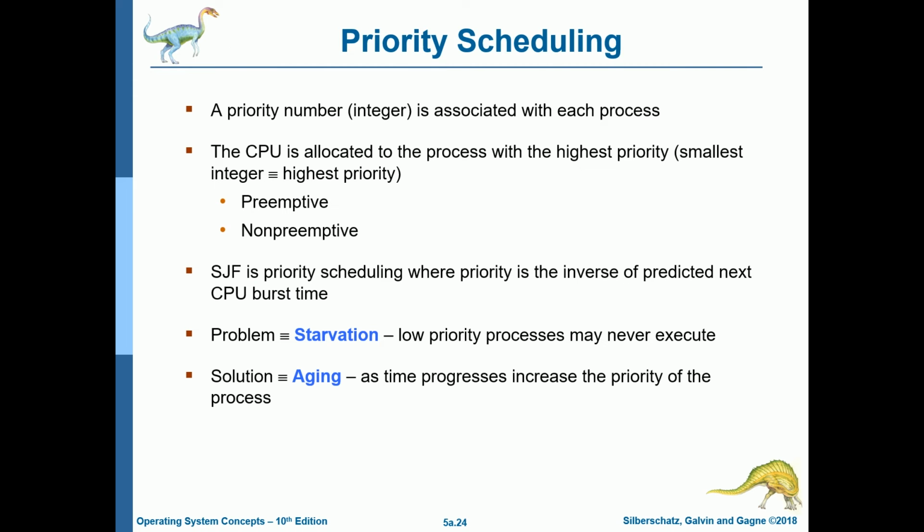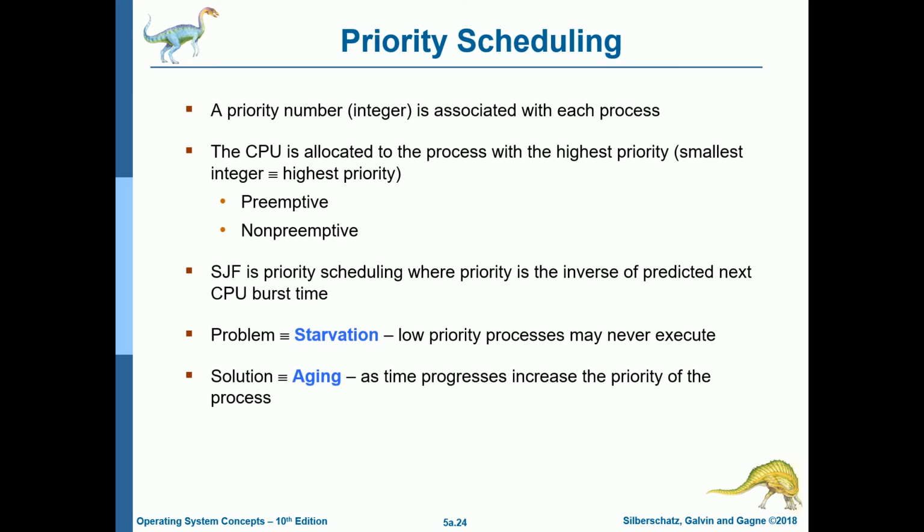We've alluded to this before because the shortest job first algorithm is a special case of a general priority scheduling algorithm. A priority can be associated with each process, and the CPU is allocated to the process with the highest priority. Equal priority processes are scheduled in first come first serve order. Now, a shortest job first algorithm is simply a priority algorithm where the priority, P, is the inverse of the predicted next CPU burst. The larger the CPU burst, the lower the priority, and vice versa.